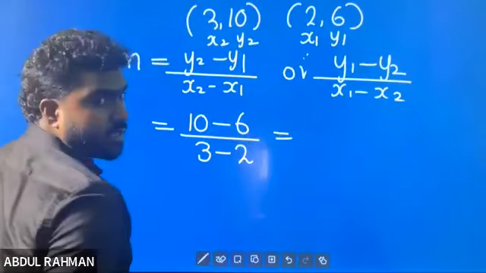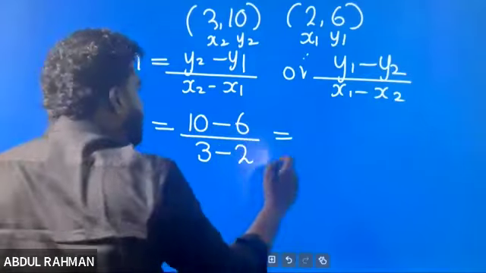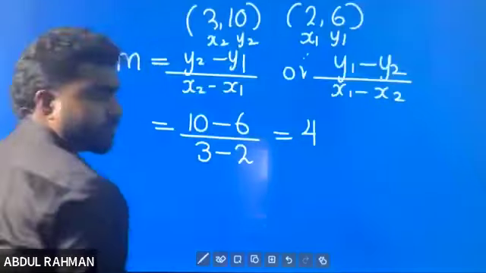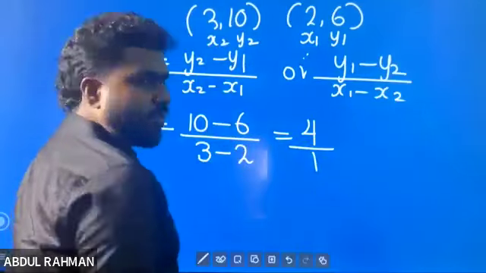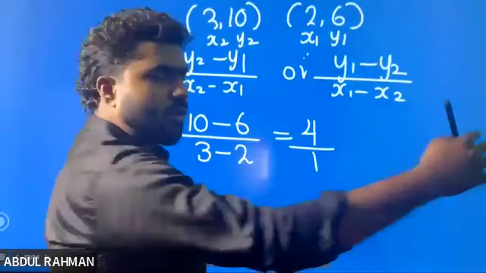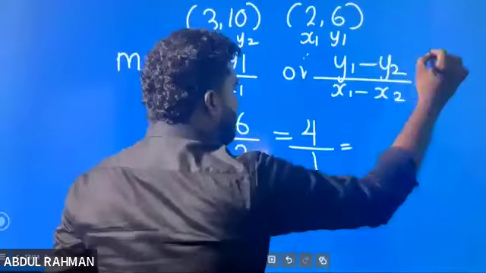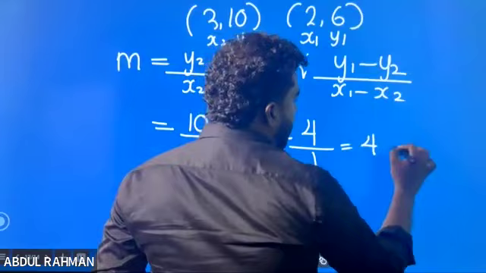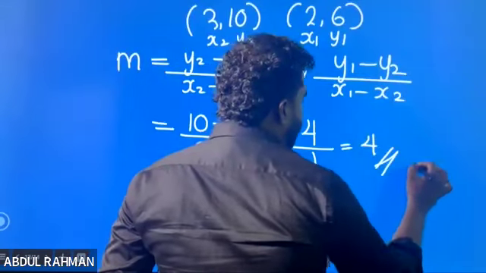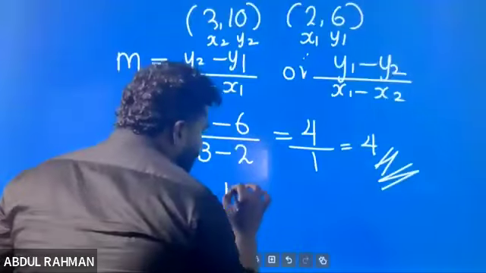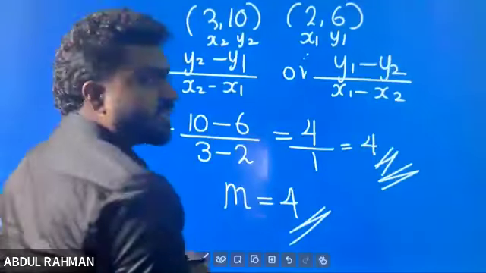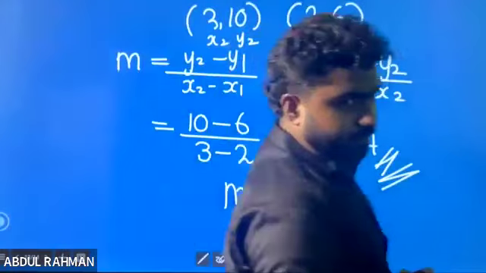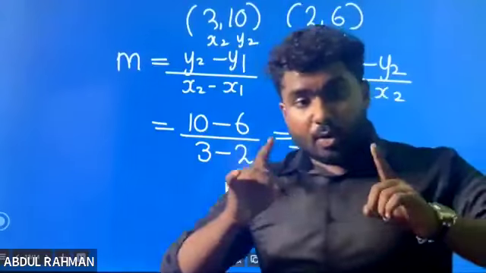What is the answer for this? 10 minus 6, the answer is 4. 3 minus 2, the answer is 1. If I have 1 in the denominator, I consider 4 as my gradient. So what is your gradient? m is equal to 4 is your answer. Is that clear? How did I get this answer?